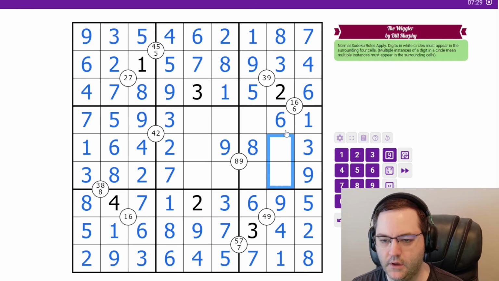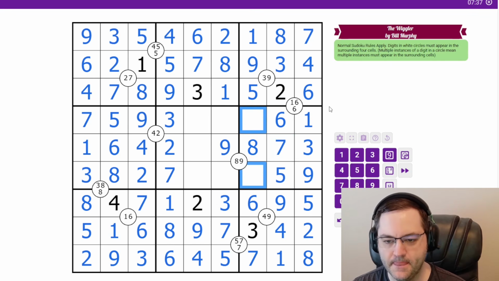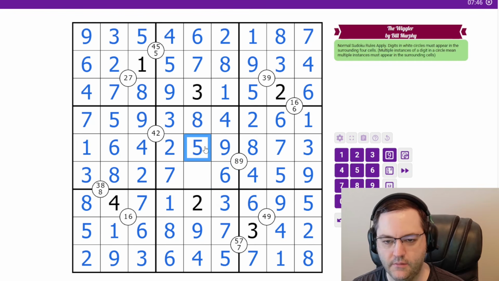1 and 8 at the top. 5, 9, no, not 5, 9. 5, 7. My scanning is not the best today, but that's okay. 4 and 6, and to finish off, we have 8, 5, and 1, and that's the solution.